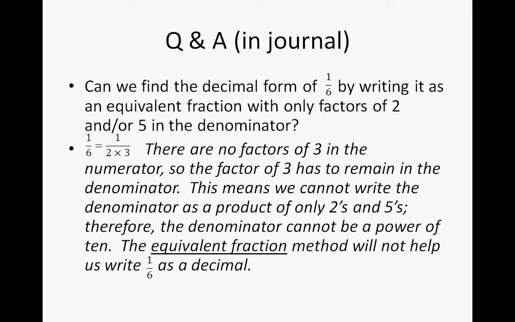Well, if you did that, you would notice that 1/6 is 1 over 2 times 3. There are no factors of 3 in the numerator, which means we can't cancel out this 3 in the denominator, so the 3 has to remain in the denominator. This means that we can't write the denominator as a product of only 2's and 5's, therefore the denominator can't be a power of 10. The equivalent fraction method that we used in the last lesson will not help us write 1/6 as a decimal in this case.